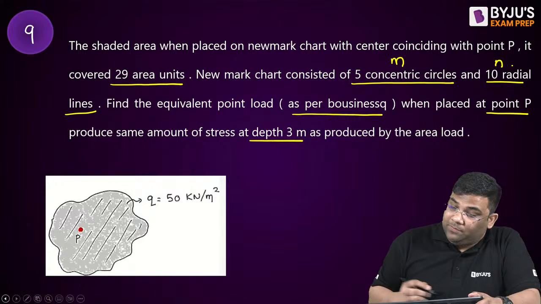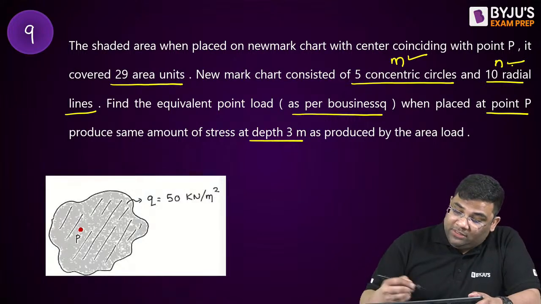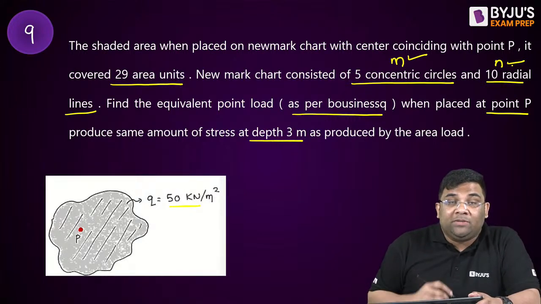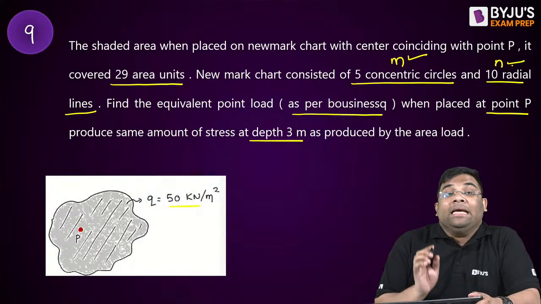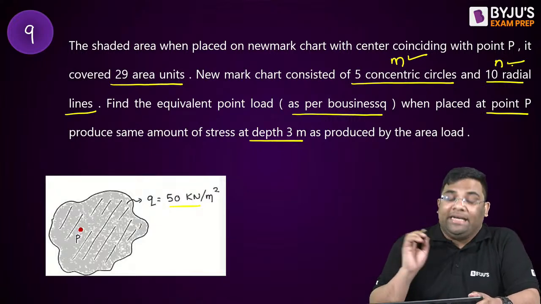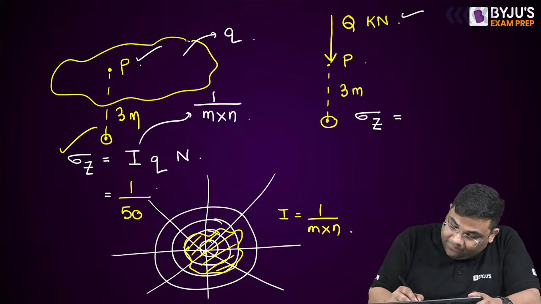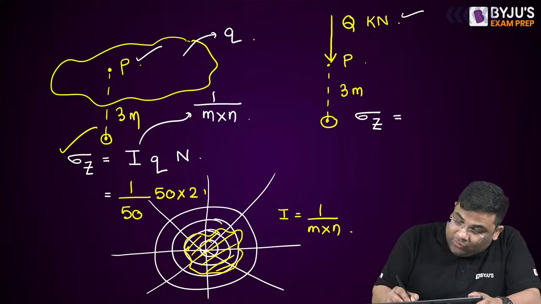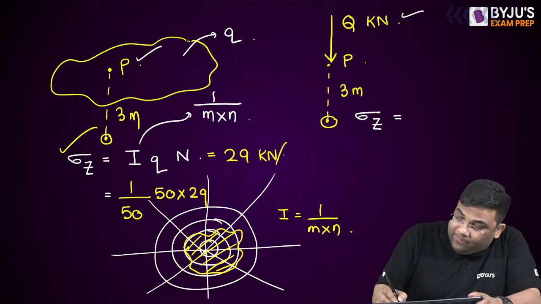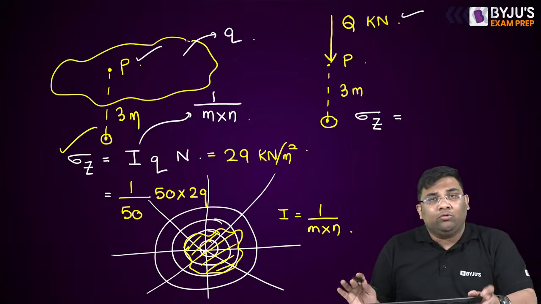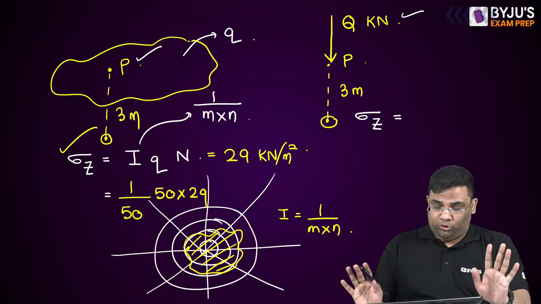Q is given how much? You see, this is 5, this is 10. Q is 50, and capital N, the number of area units, is 29. So this is 50 into 29. So I am getting the stress increment as how much? 29 kilonewton per meter square. Very good. Good question.